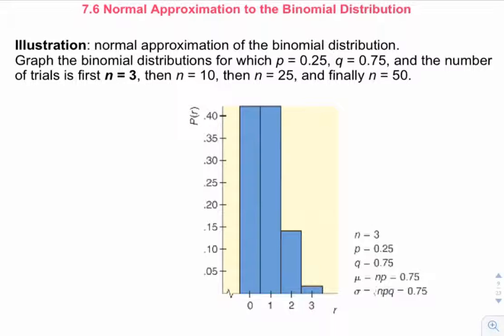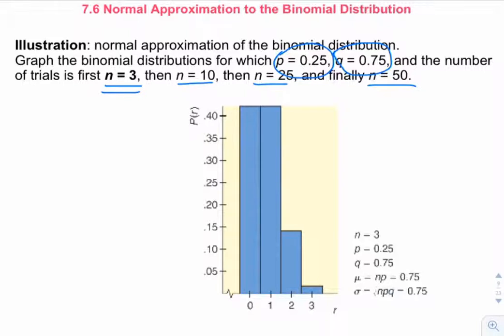So let's look at something where we have a small number of trials, only 3. We're going to look at the same distribution, the same P and Q, for different numbers later: n is 10, n is 25, n is 50. We're going to use the same P and Q as from our example with the hot water heaters. P is going to be 0.25 and the probability of individual failure is 0.75.